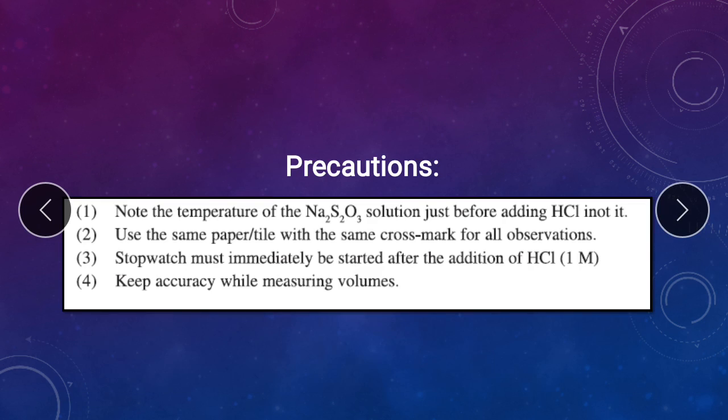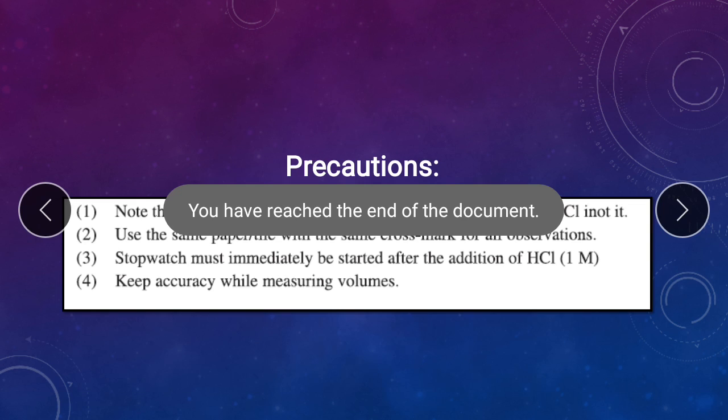Now, precautions while performing the practical. First, note the temperature of the sodium thiosulfate solution just before adding HCl into it. Second, use the same paper with the same cross mark for all the observations. Third, the stopwatch must be started immediately after addition of HCl. Fourth, keep accuracy while measuring volume. That's it.